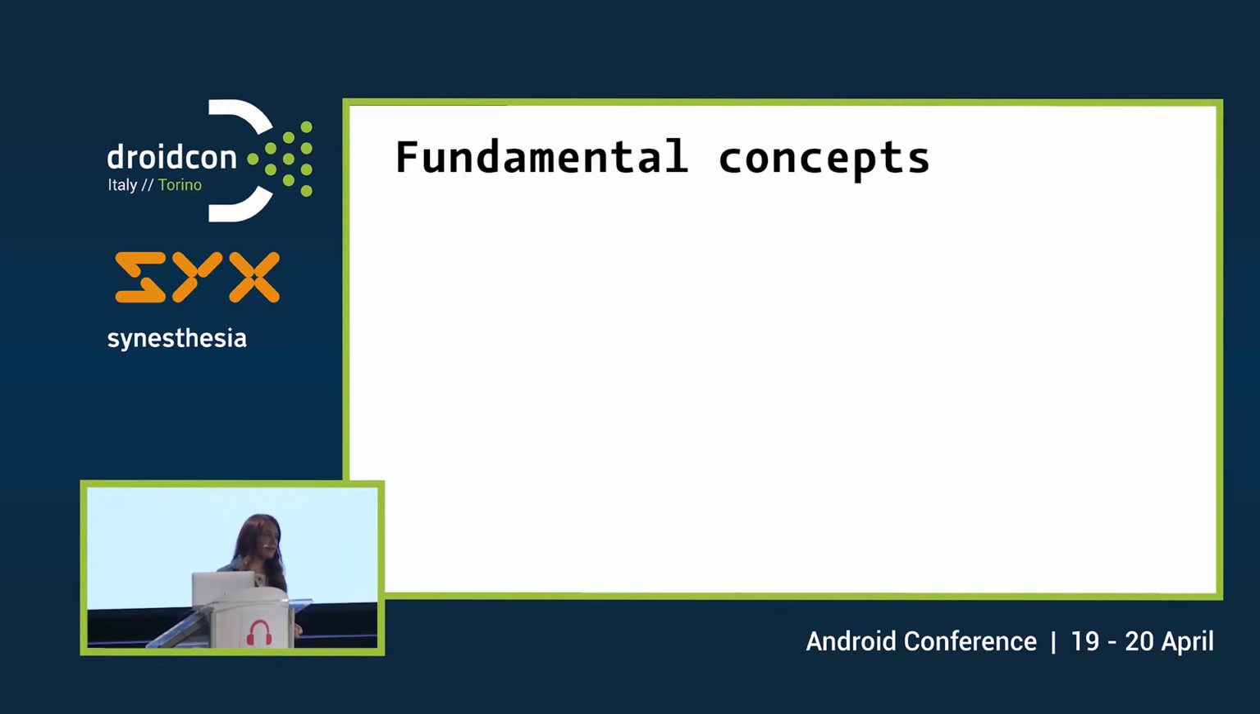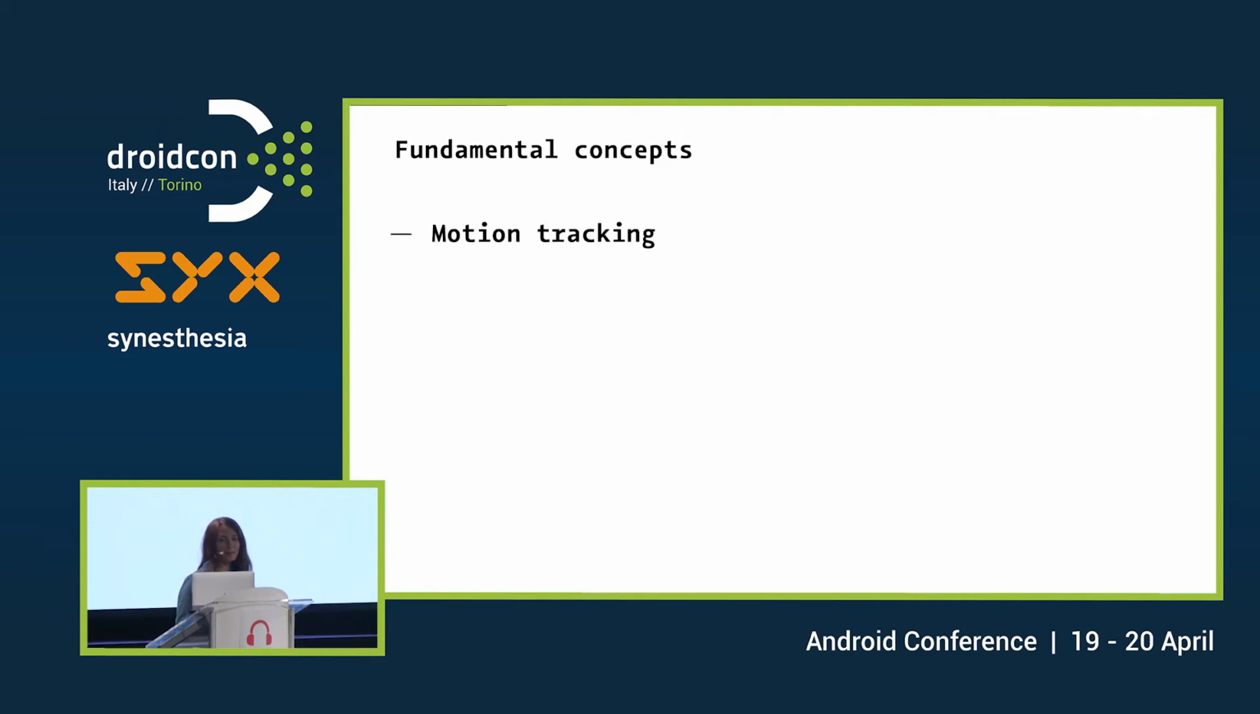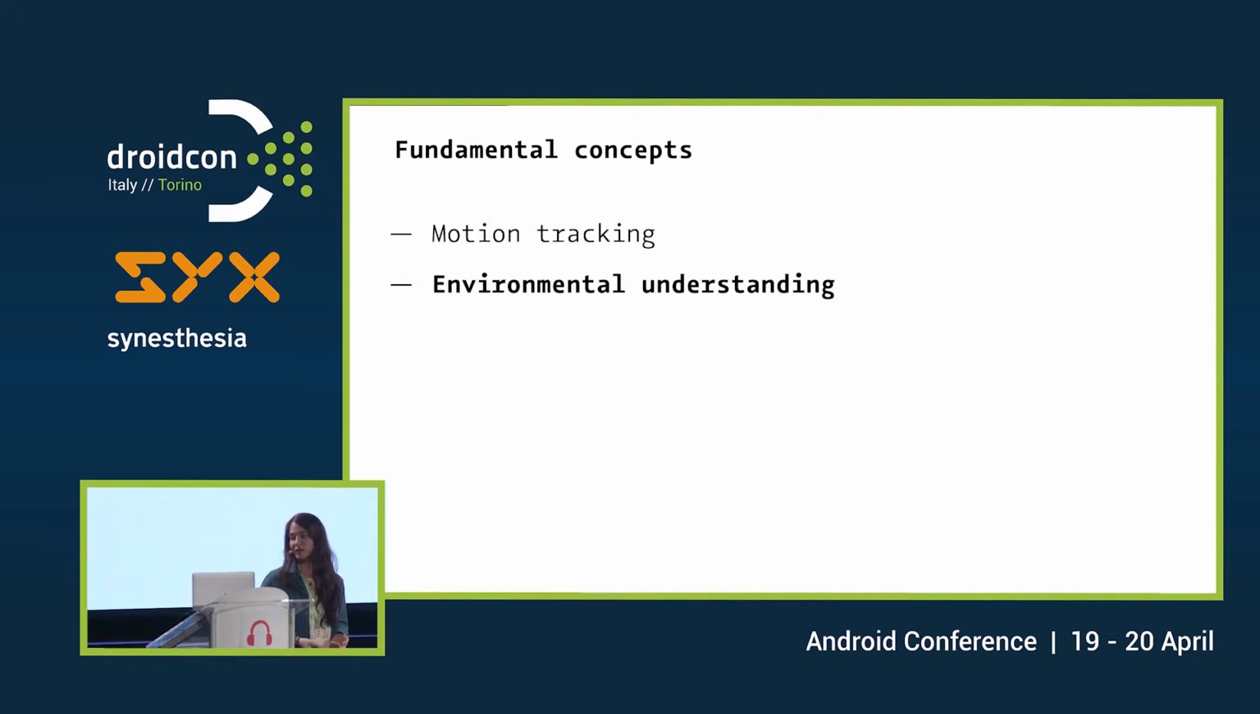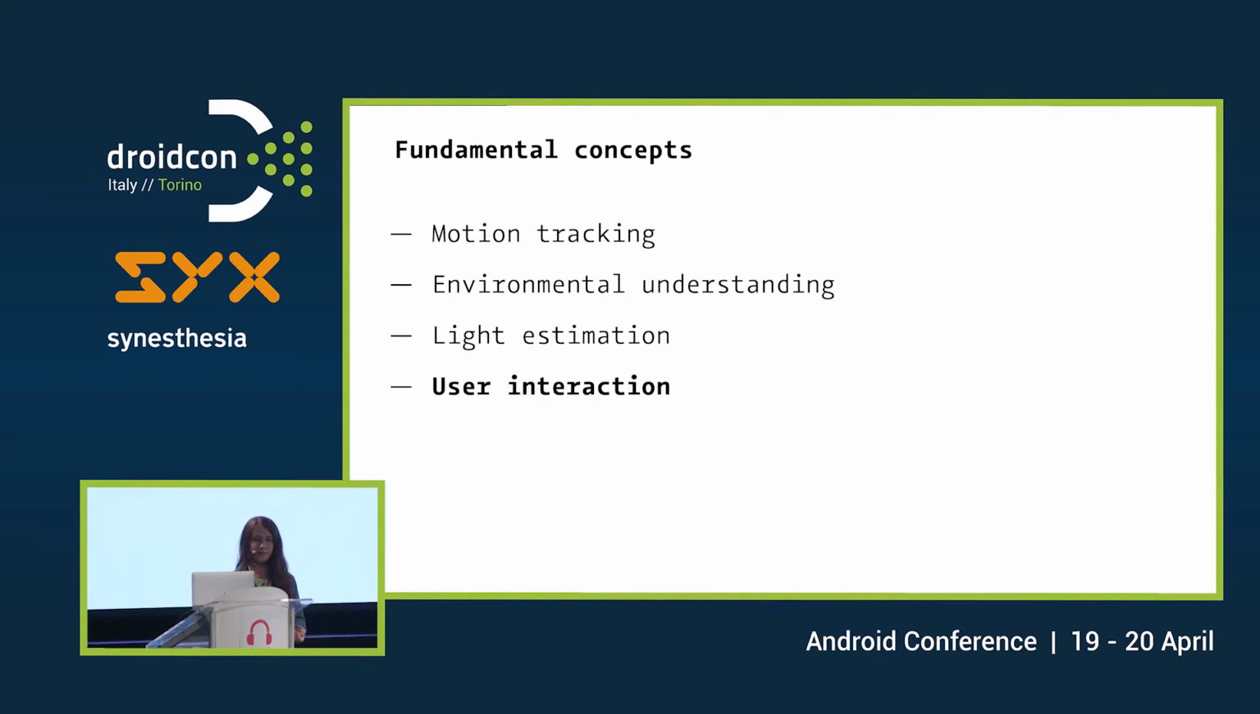So let's dive into the fundamental concepts of AR and of ARCore. I'm going to go over 5 concepts that I think together illustrate how ARCore enables experiences that can make virtual content appear to rest on real surfaces or to be attached to real-world locations. So these concepts are motion tracking, environmental understanding, light estimation, user interaction, and finally, anchors.